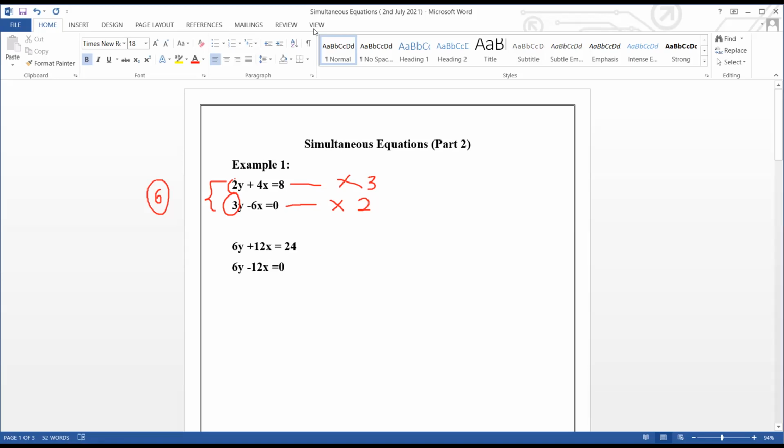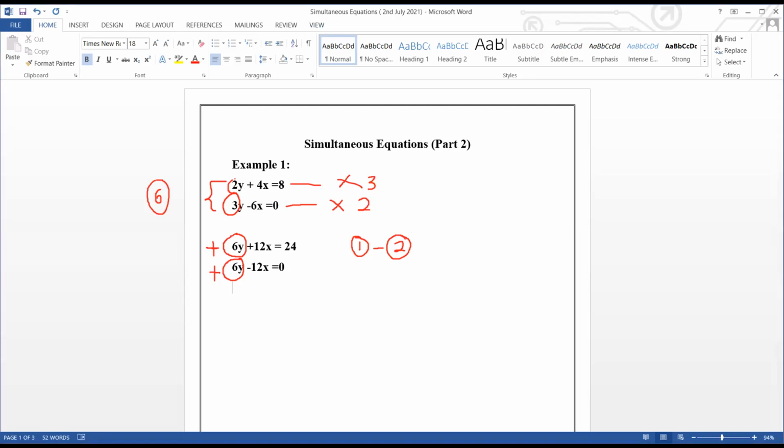Now here my numbers are similar. Here also I have 6y, here also I have 6y. And in front of both I have positive. The first one is positive 6y and the second one is also positive 6y. Therefore, I have to subtract the equations. So what I do, I will subtract like this, 1 minus 2. So that is my next step, right?